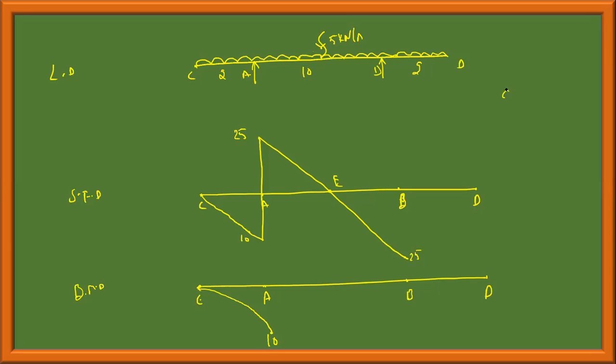Shear force, in the sense dM by dx is equal to F, dM by dx is equal to 0 means the bending moment slope is 0. In the sense you will get a bending moment like this whose slope is 0.